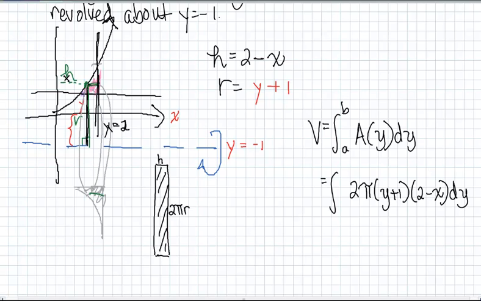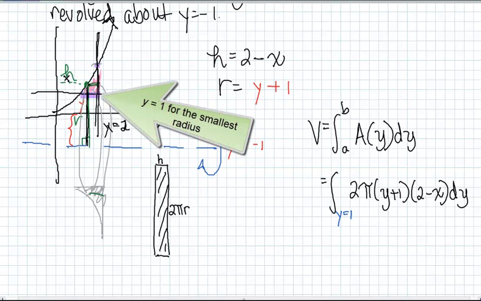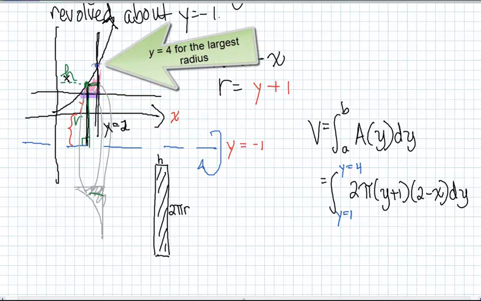When your height is right along here, it's drawn in purple, and the largest radius is going to be over here at the tip of it. So what is the y value at this bottom piece right here? Well, that's going to be y equals 1, and the largest one is going to be when y equals 4, because the point of intersection right here is the point (2, 4).